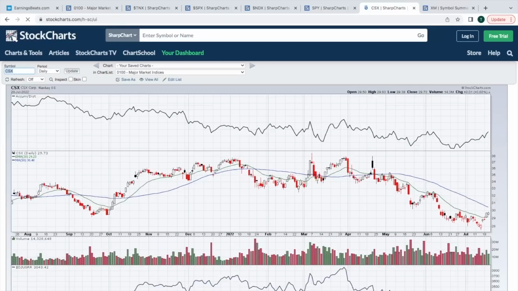CSX, railroad. They beat their bottom line estimate, 50 cents versus 47 cents, and up 4.25% this morning. Lots of hollow candles right in here. Look at that AD line moving up. I think we're going to get that gap up, but can we break through the 50-day on a closing basis? That's going to be key. Can we get through on a closing basis, or do we fail?